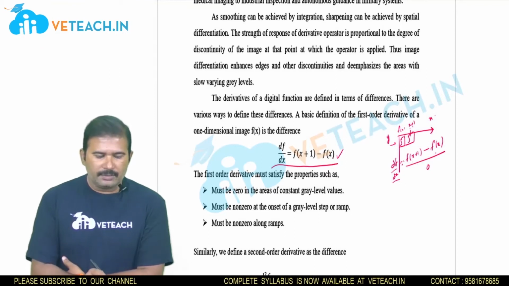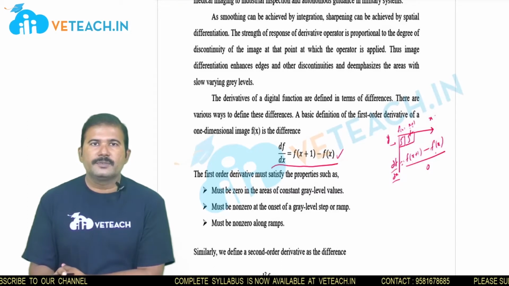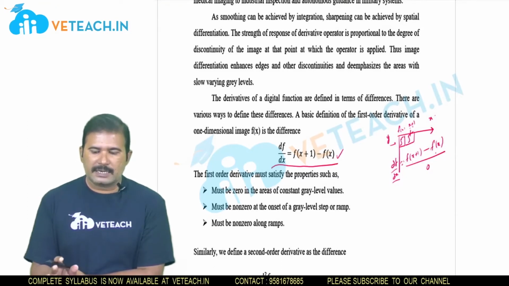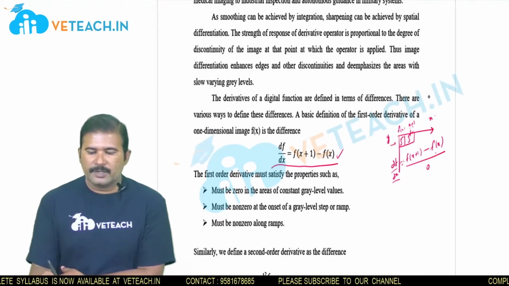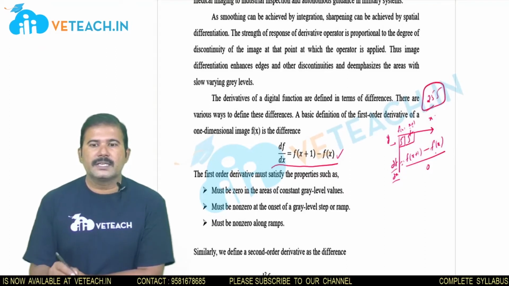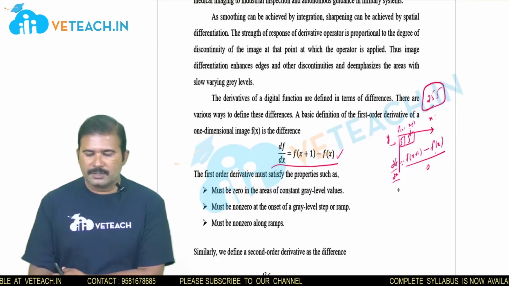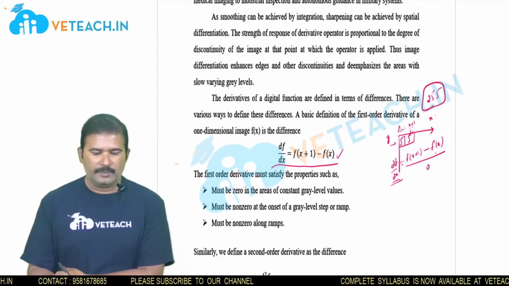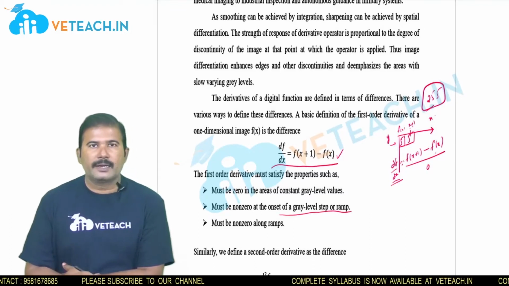Since we are finding the differentiation, if there are constant gray level values, suppose there is a complete white background, then there is no difference. All the pixels have the maximum value like 255, all are bright pixels, so the intensity values of the background pixels are 255. In such a case, if you apply the differentiation, we won't get any difference. So the derivative, dou f by dou x, should be 0 in constant gray level values, and it must be non-zero at the onset of a gray level step or ramp.